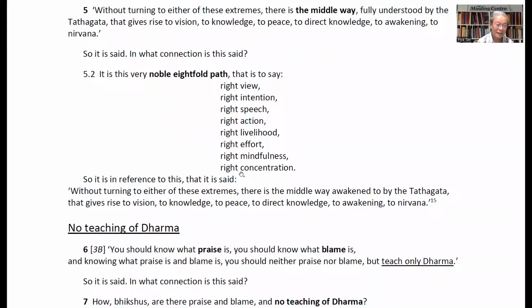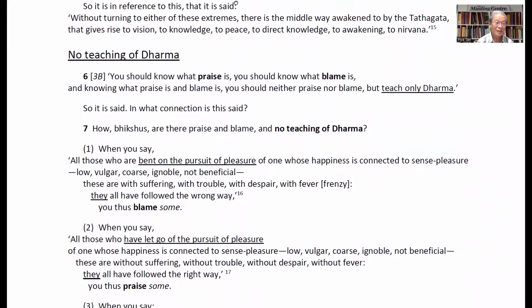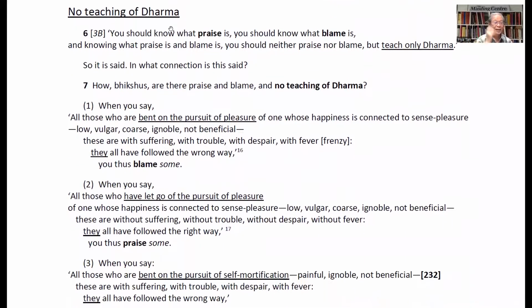Okay, now let's continue with the next section, no teaching of Dhamma. What does that mean? Section 6, notice it as 3b, it refers to the 3 part B. You should know what praise is, you should know what blame is. And knowing what praise and blame are, you should neither praise nor blame, but teach only Dhamma. Now here, my understanding, this is a kind of provisional teaching. The Buddha is teaching the new monks, the young monks, to make sure that they teach in a very effective way, so that people don't blame them.